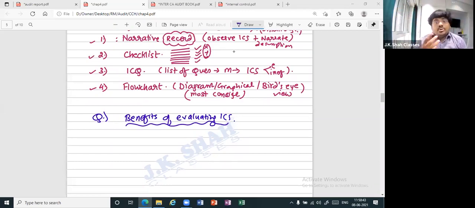Thereafter, it helps you to know whether assets are safeguarded or not. Then it helps you to give suggestions to the management about the weak ICS. Come on, I hope you followed.